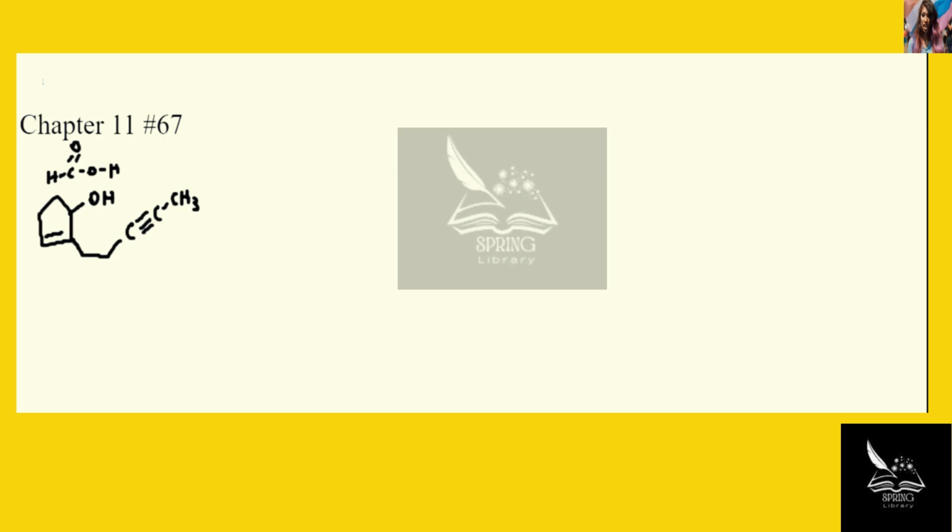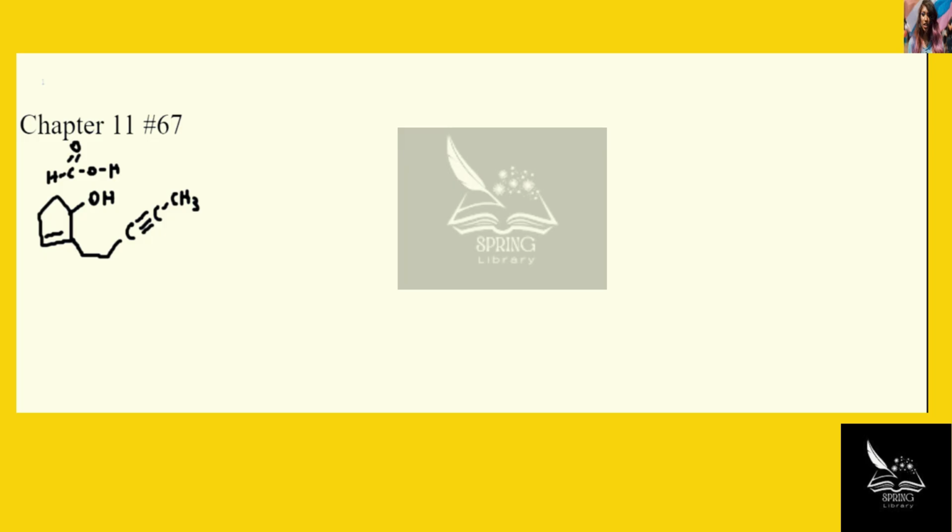This is the answer to Chapter 11, problem number 67 from the Smith Organic Chemistry textbook. Here we're asked to draw a stepwise mechanism for this intramolecular reaction. So we're going from one ring to two rings, and we have an alkyne and an alcohol and a double bond inside the ring. And the double bond inside the ring actually isn't going to do anything. And so this is going to be a reaction featuring the alcohol and the alkyne.